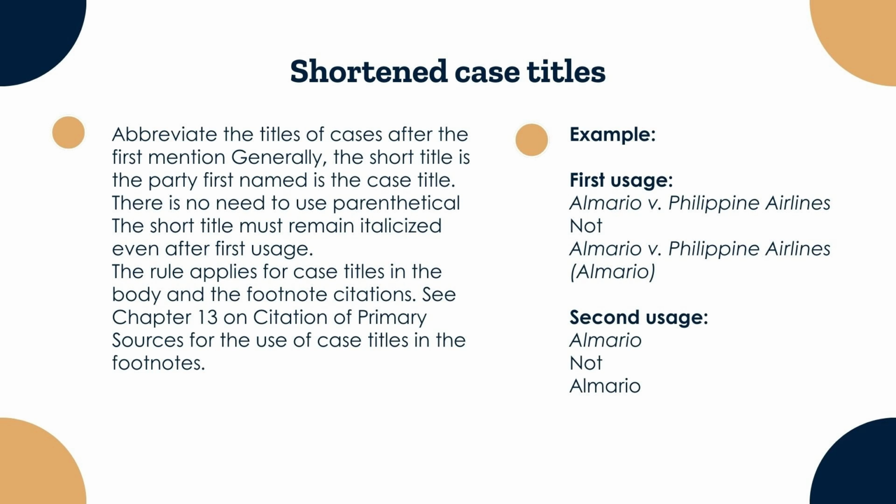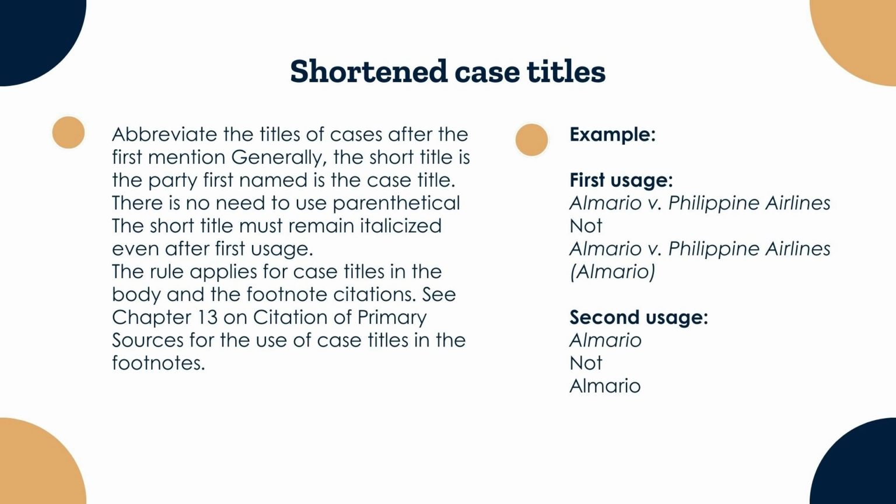Shortened case titles. Abbreviate the titles of cases. After the first mention, generally, the short title is the party first named in the case title. There is no need to use a parenthetical. The short title must remain italicized even after first usage. The rule applies for case titles in the body and the footnote citations. See Chapter 13 on citation of primary sources for the use of case titles in the footnotes. Example: first usage, Almario v. Philippine Airlines; second usage, Almario, not Almario v. Philippine Airlines.